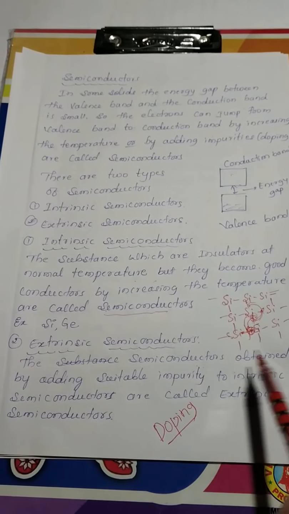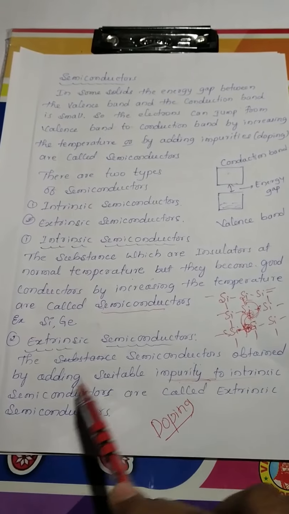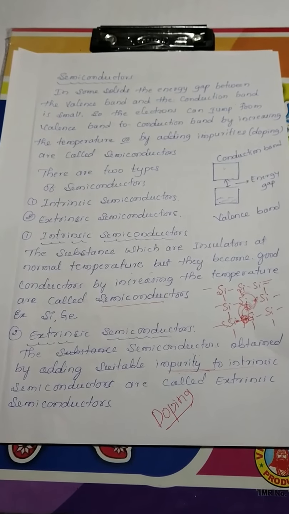The semiconductors obtained by adding suitable impurity to the intrinsic semiconductors are called extrinsic semiconductors.